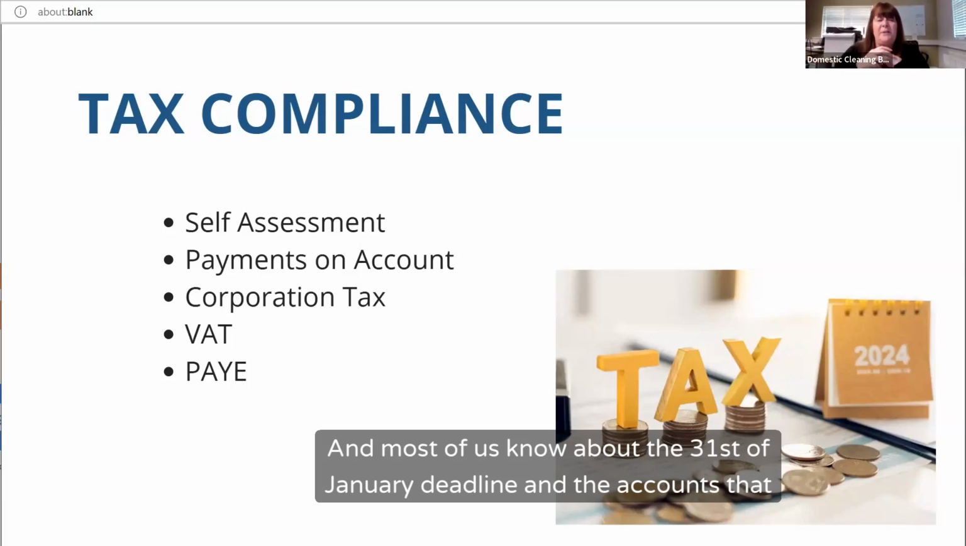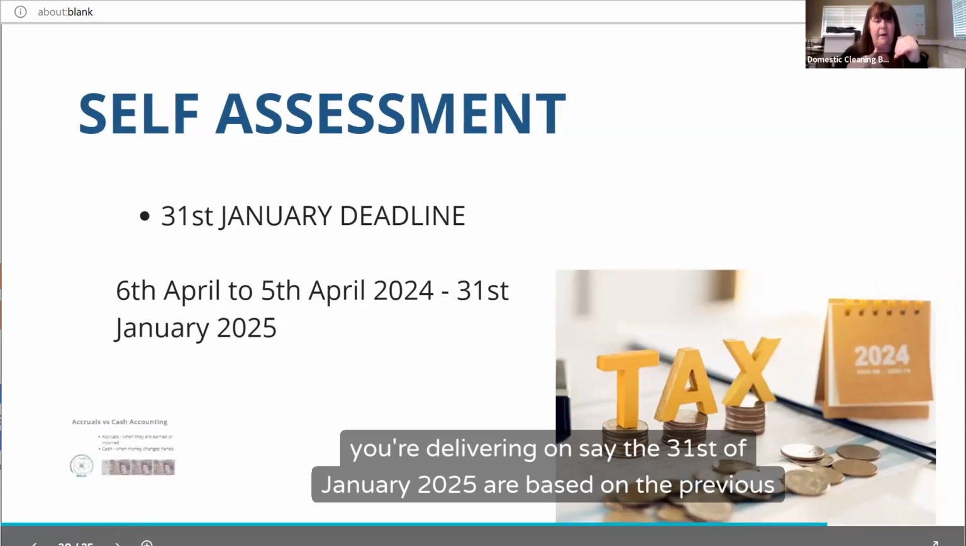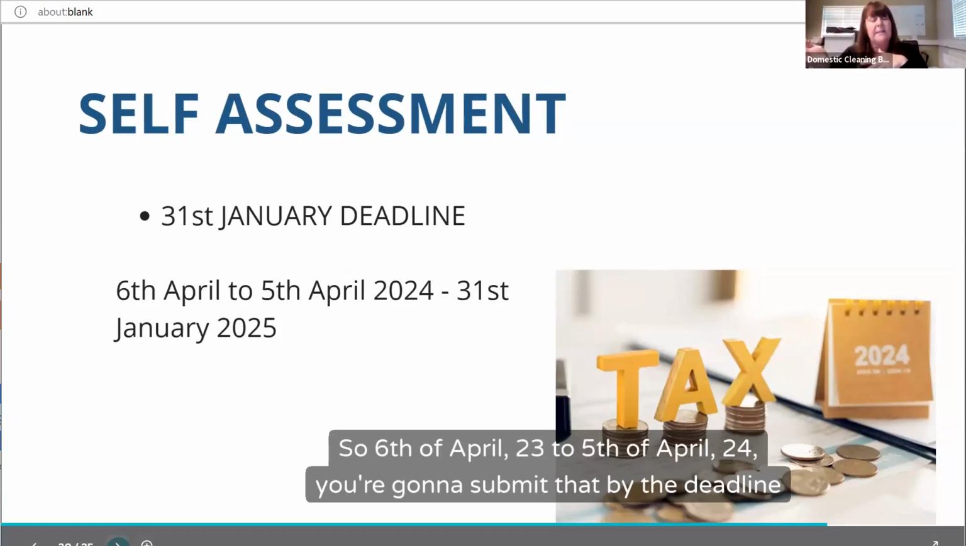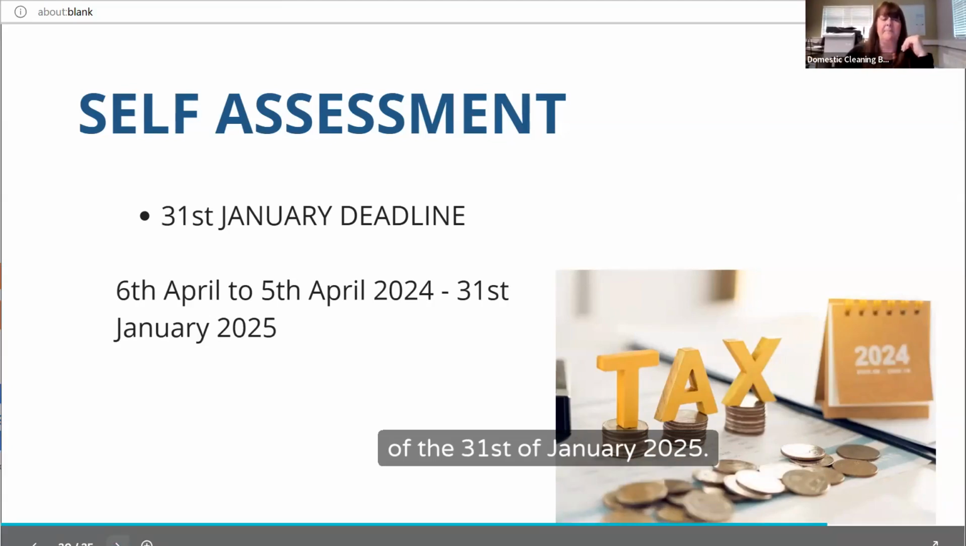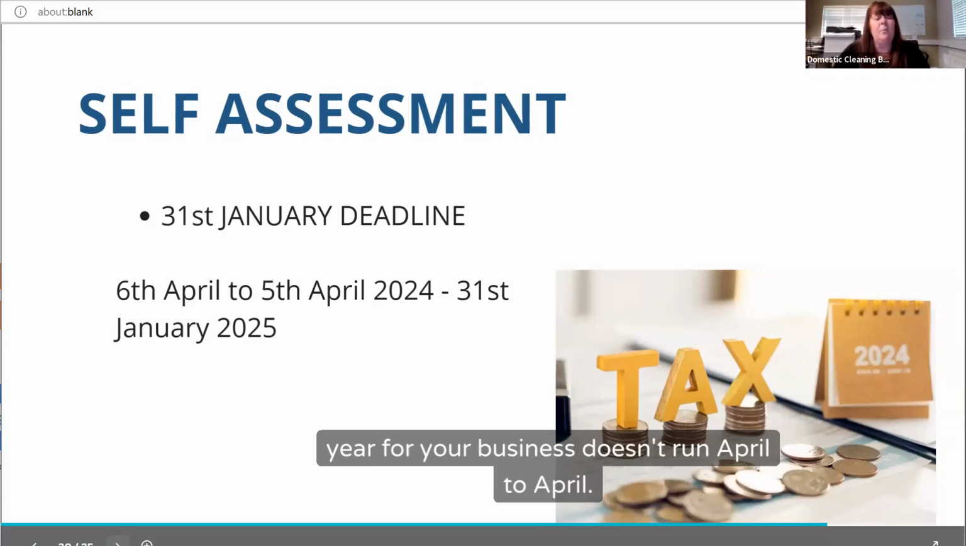Most of us know about the 31st of January deadline, and the accounts that you're delivering on, say, the 31st of January 2025, are based on the previous financial year up to the previous April. So 6th of April 23 to 5th of April 24, you're going to submit that by the deadline of the 31st of January 2025.